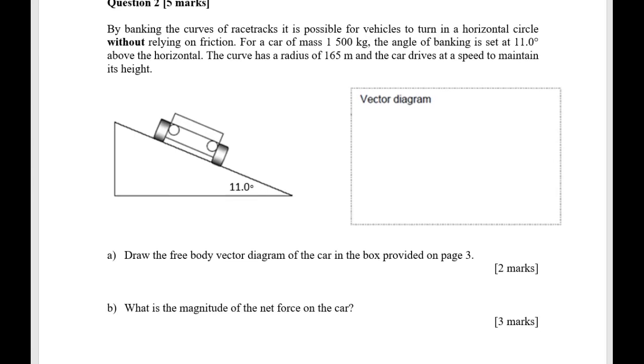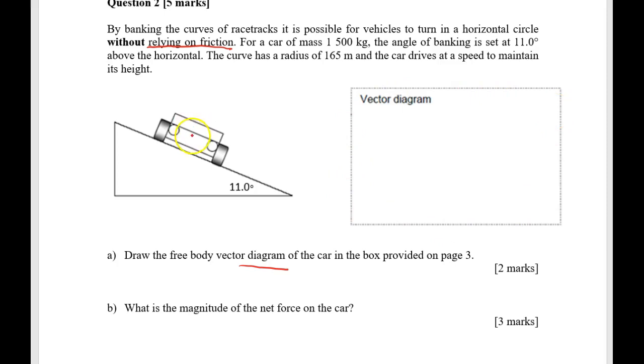Question reads, by banking the curve of a racetrack, it's possible for vehicles to turn in a horizontal circle without relying on friction. This is one important information. There is no friction involved. For a car of mass 1,500 kg, the angle bank is set at 11 degree above the horizontal. The curve has a radius of 165 meter and the car drives at a speed maintained its height. So number 1, draw the free body vector diagram for the car provided in the box. So you should draw it here in the box.